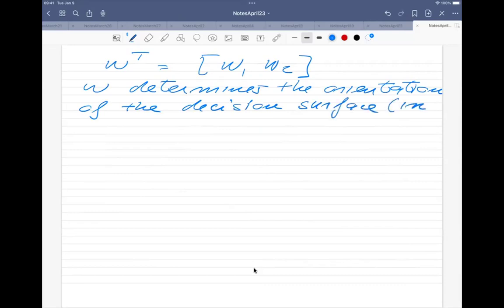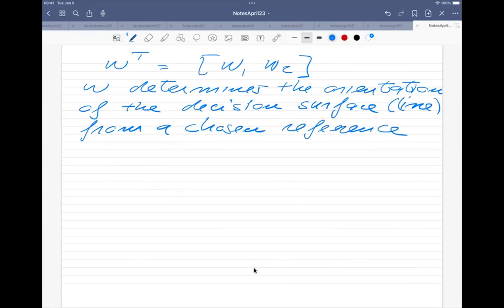So we are looking at a line here, and from a chosen reference. In our case, the reference was the origo of this x1, x2 system. So what we have then is a point on this decision surface, which requires that this model should give us 0. And that is given by this w^T x plus w0.